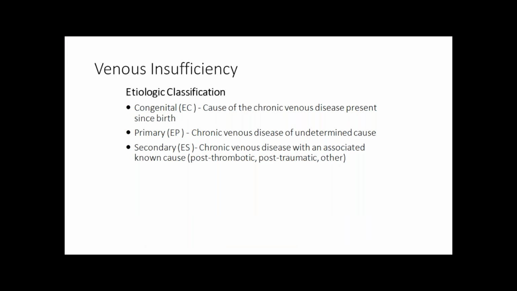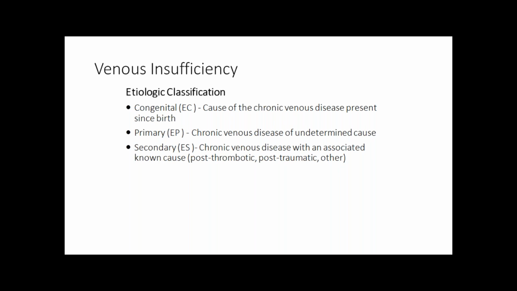So etiological classification, whether it is congenital, primary or secondary. The congenital cause of chronic venous disease will present since birth. For example, I have already told some syndromes like Klippel-Trenaunay syndrome or AV malformations, congenital AV malformations.